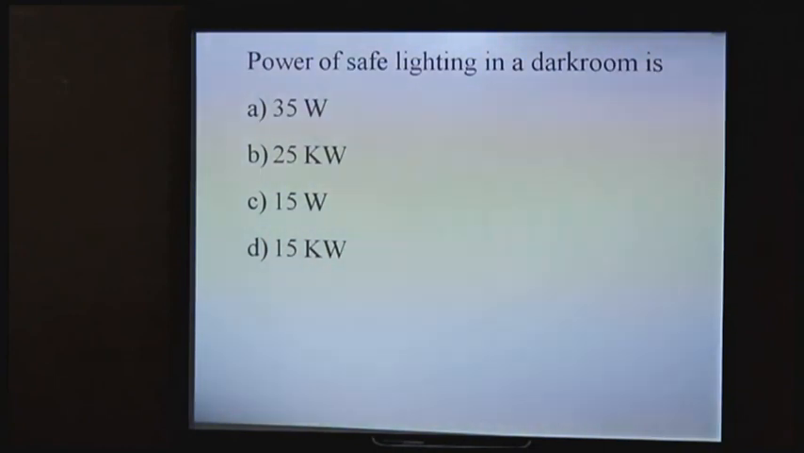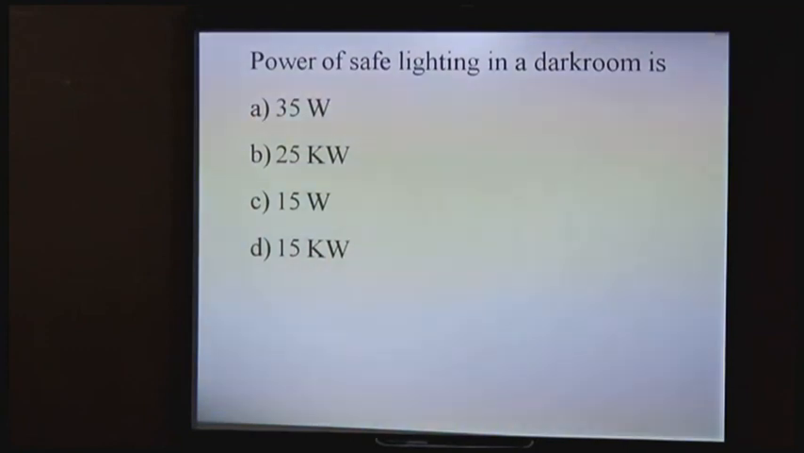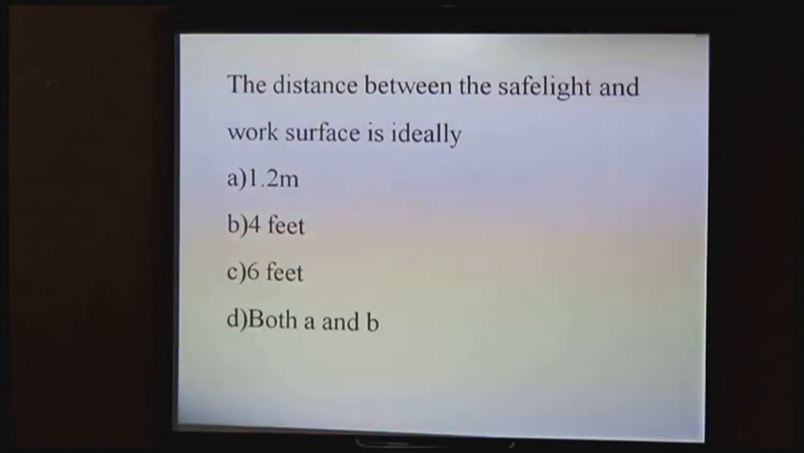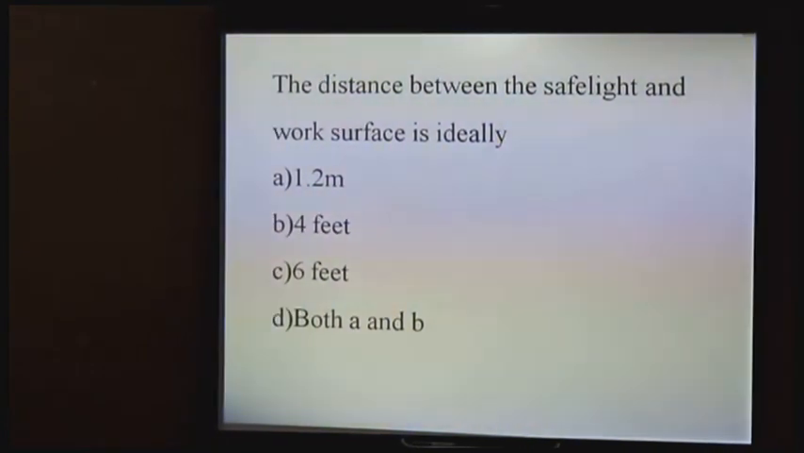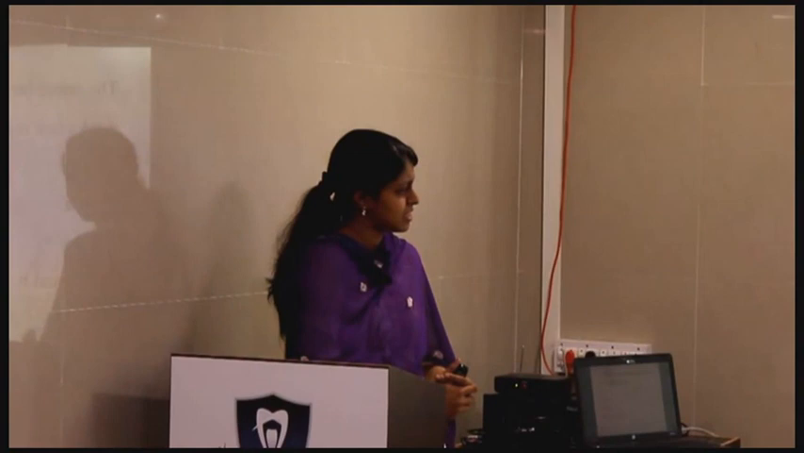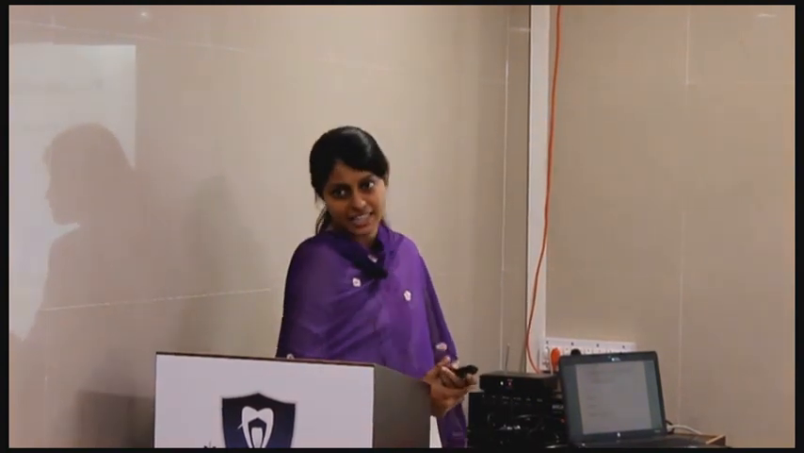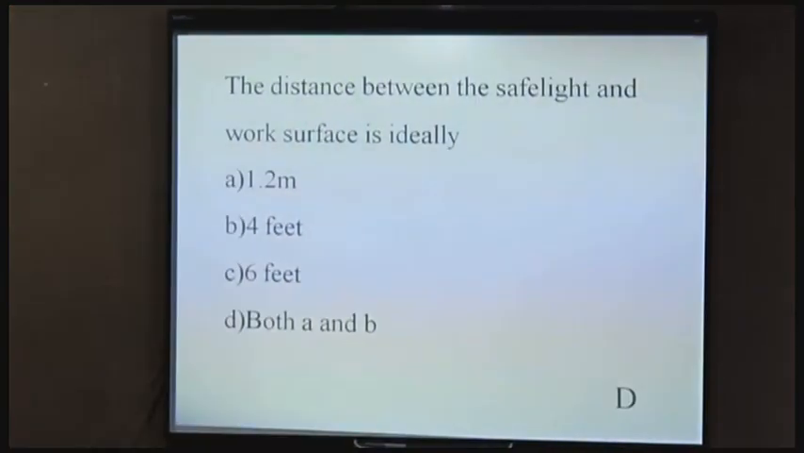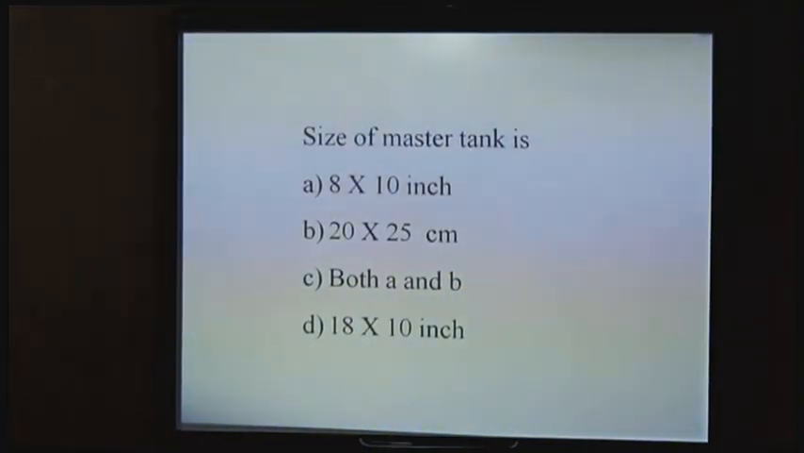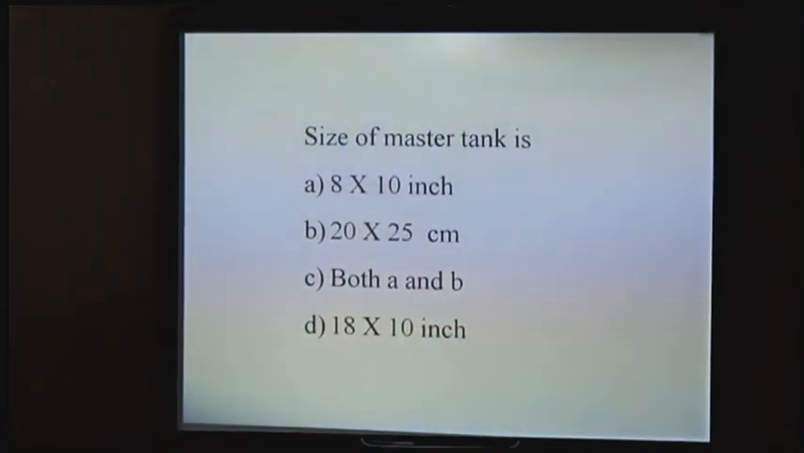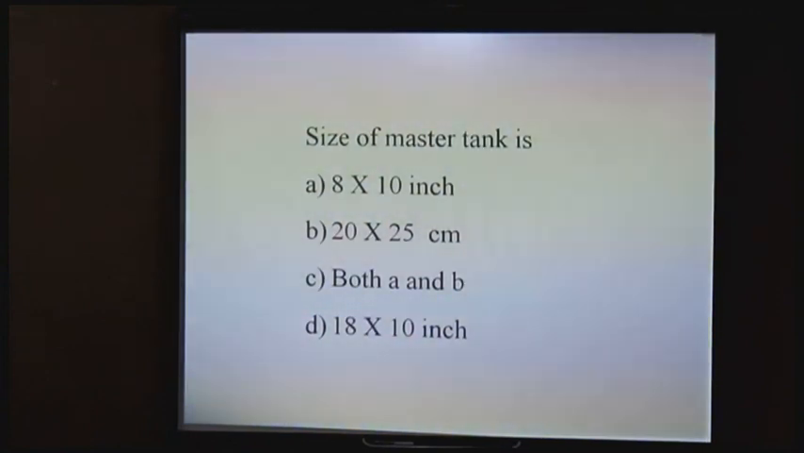Power of safe lighting in a dark room is 15 watts, and it can go up to 25 watts. The distance between the safe light and the work surface is 6 feet. B, 4 feet. It is also 1.2 m. Answer is A and B. 1.2 meters is equal to 4 feet. Alright. Size of the master tank is both A and B. That is in inch, this is in centimeters.